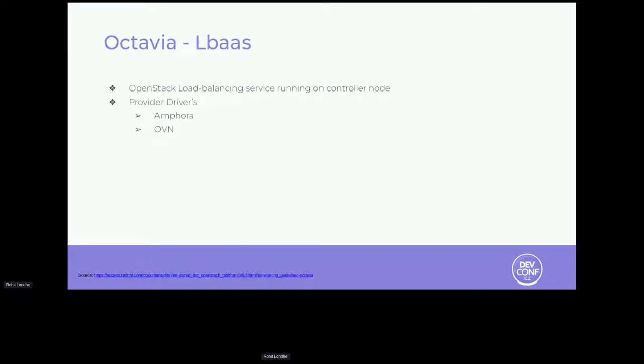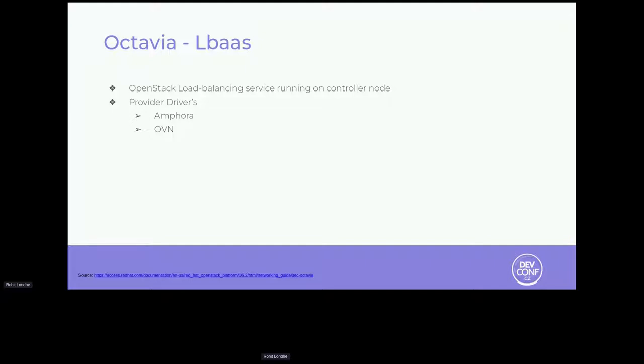Then comes Octavia LBaaS. It's another project or component that we are going to talk about. Octavia basically provides load balancing as a service in an OpenStack environment. And in OpenStack, Octavia needs to interact with other OpenStack components like Nova, Neutron, Barbican, Keystone, Glance, etc. For communication between Octavia and these other OpenStack services, Octavia is designed in such a way that, to make this communication easier, there is something called the provider driver.